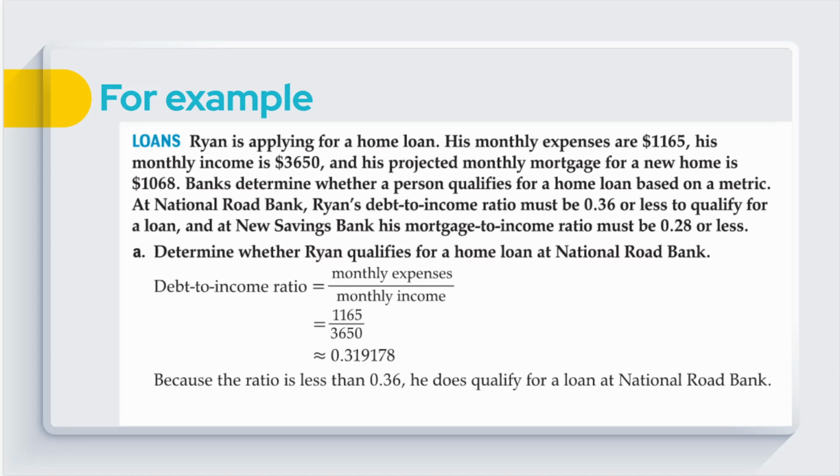So let's see if he qualifies. So his monthly expenses are $1,165. And his monthly income is $3,650. So you divide those things, this is what you get. His ratio is less than 0.36, so he does qualify for a loan. Good for Ryan. Hope he gets the house he wants.